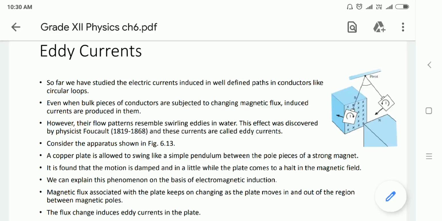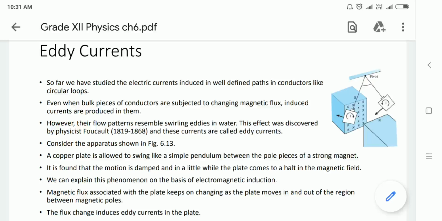While we are providing motion to that plate, it is going to be damped, and after a little while the plate comes to a halt. Initially it swings, then gradually it reduces its speed and the distance covered, and at the end it stops moving. Now we can explain this phenomenon on the basis of electromagnetic induction.